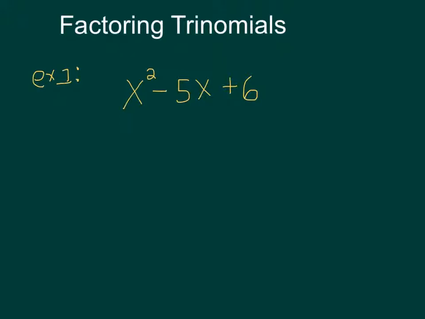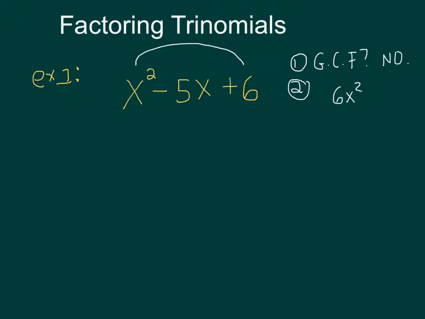Okay, our first step is going to be to look to see if there is a GCF between the three terms. And in this case, the answer is no. So we're moving on to our second step. Our second step is going to be to multiply the first and last term. So x squared times 6 gives me 6x squared.